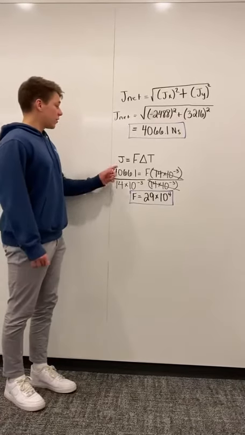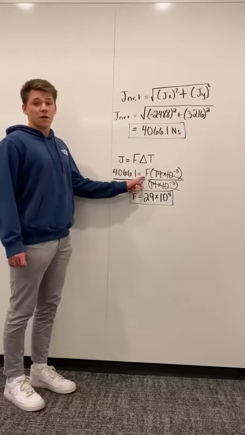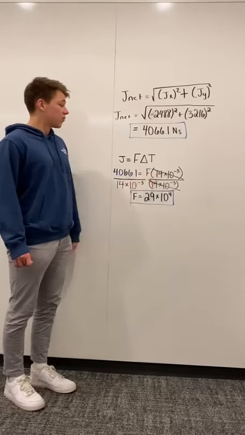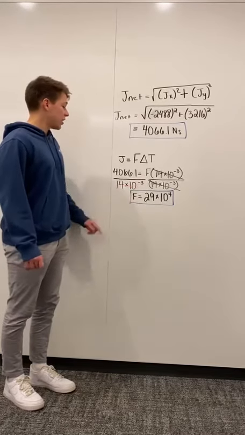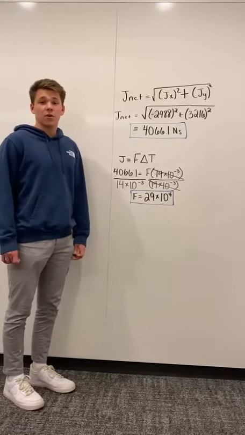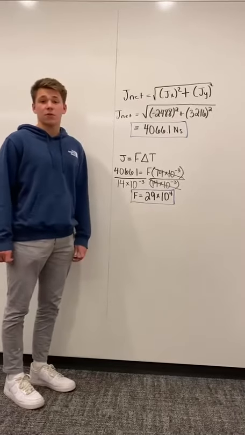collision. We did that using this equation. We input the net impulse, force as a variable, and the change in time as 14 milliseconds. When you divide 14 milliseconds on each side as 14 times 10 to the negative third, we are left with the force exerted on the driver during collision as 29 times 10 to the fourth.